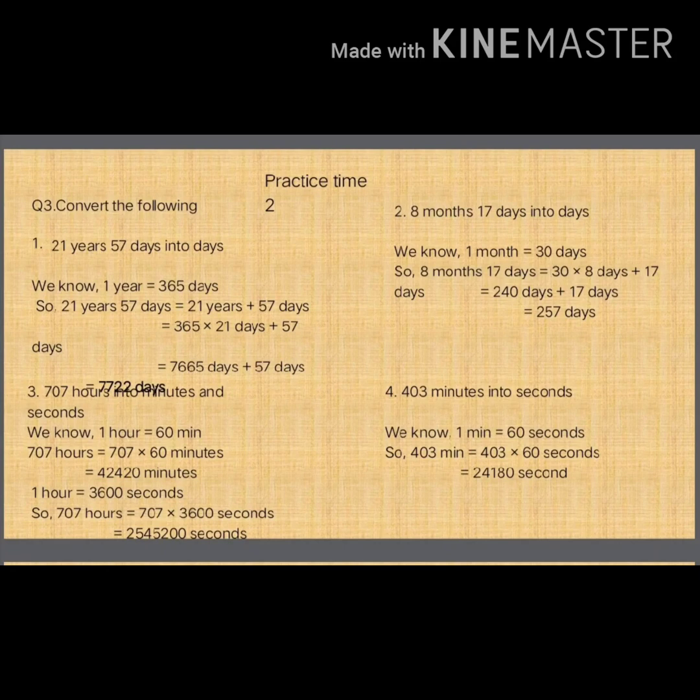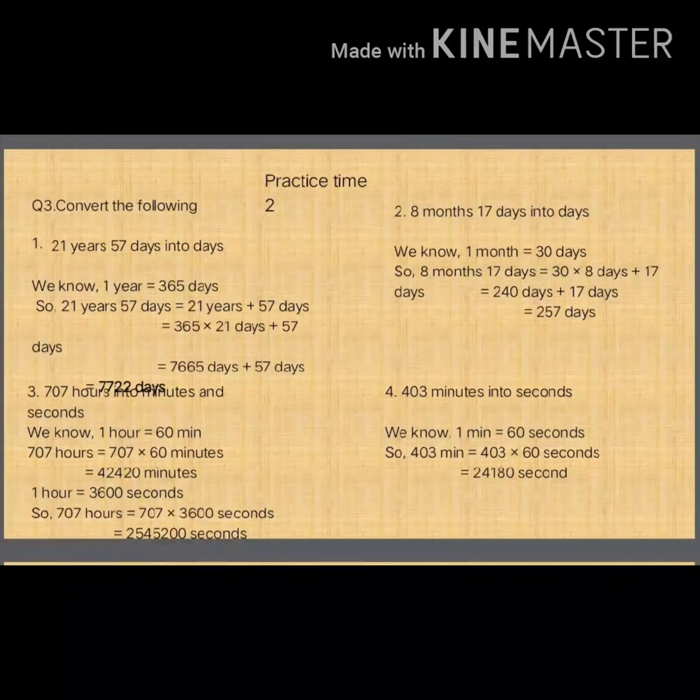Year is a bigger unit and day is a smaller unit. So this will be a multiplication. Now 1 year into days will give you 365 days. As you can see, 21 years I need to count and write it in days. So 21 will be multiplied by 365 and 57 will be as it is, which will be added to the same number. Now 365 multiplied by 21 will give you 7665 days plus 57. That will give you overall 7722 days.